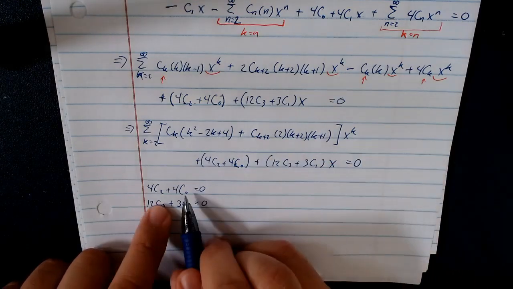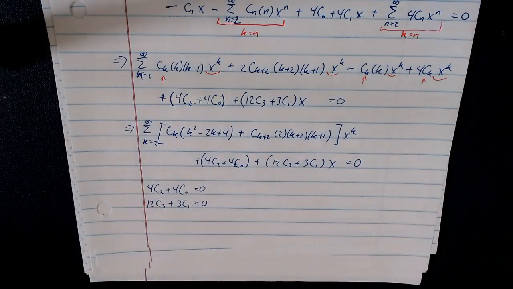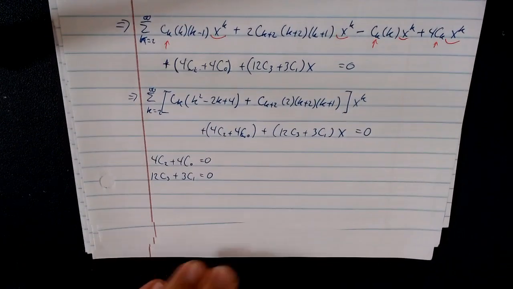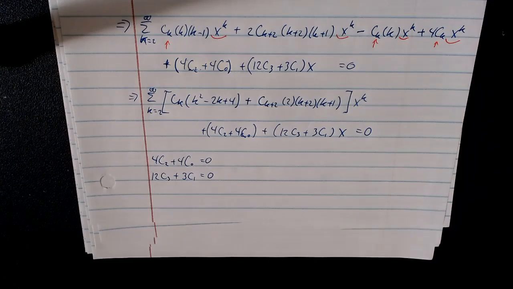You're going to say, okay, let me solve for C2. On the bottom one, let me solve for C3. Wait, why am I solving for those? Because just like in the last example, we're not going to get rid of all of our coefficients. We're going to be left with a C0 and a C1. Okay, but how do you know you're going to be left with C0 and C1 specifically?